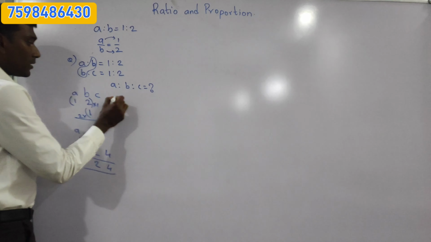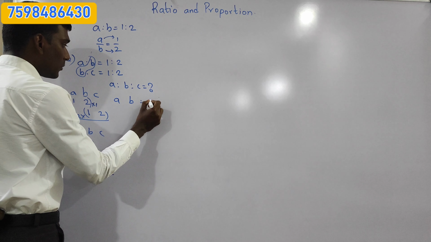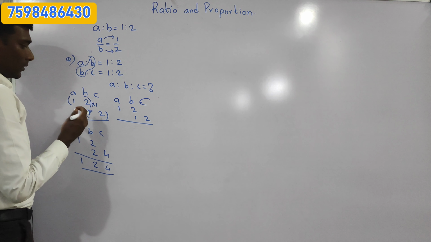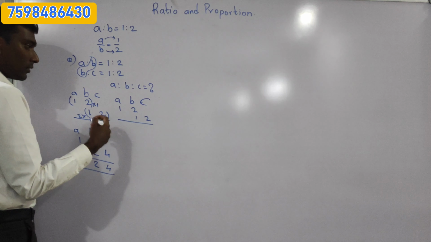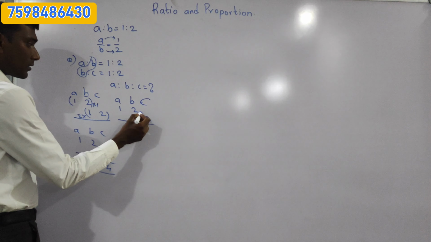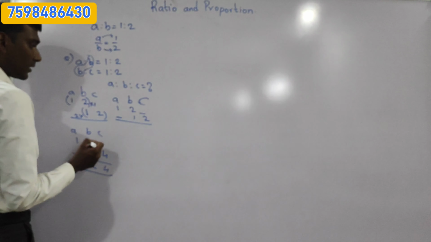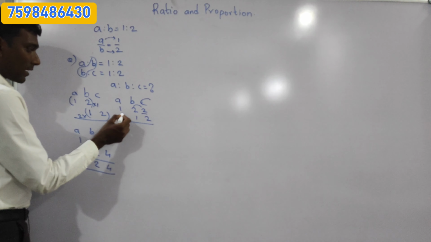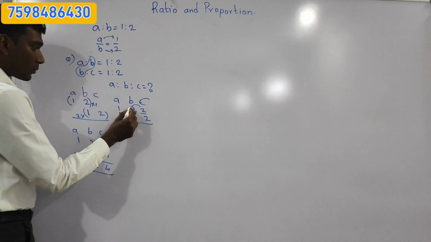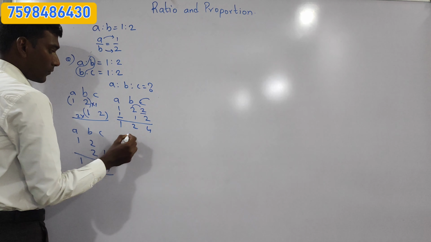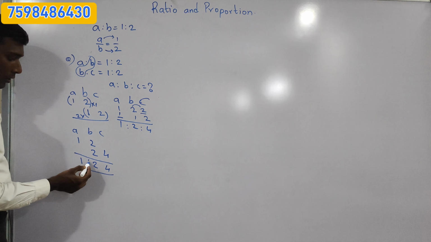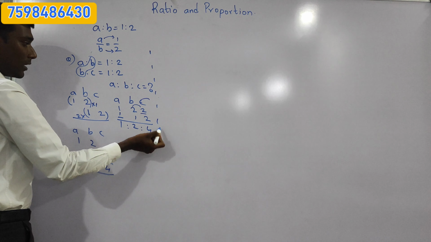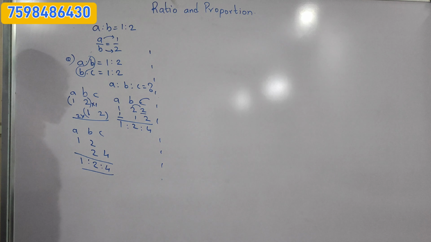Or else you can try it in this way also. The same question, A is to B is to C, that is 1 is to 2 and 1 is to 2. This is nothing but the LCM method. Here there is a blank space and here there is a blank space. In this blank space I'll write 2, and in this blank space I'll write 1. So 1 into 1 is 1, 2 into 1 is 2, 2 2s are 4. So 1 is to 2 is to 4. You got the same answer by both methods, so you can follow either method in your examination to find the value of A is to B is to C.